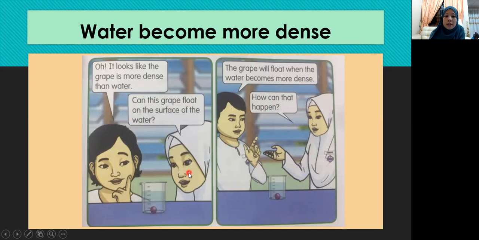So they want to make the grape float in the water. So how? The grape will float when the water becomes more dense. How can that happen? As you can see here, the grape in the beaker is more dense than the water. That's why the grape sinks. So now, how do we make the water more dense than the grape?